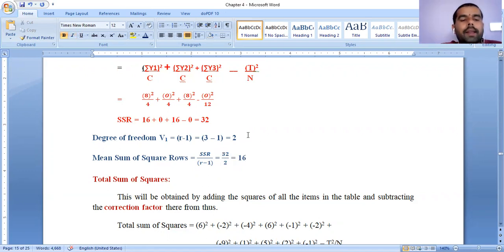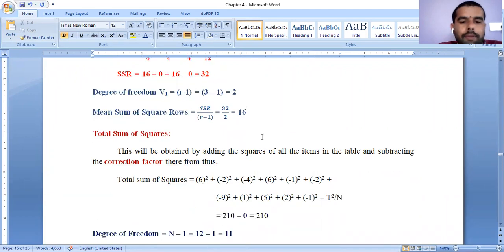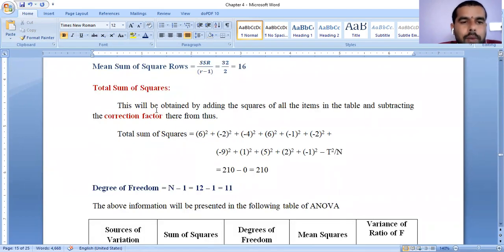Then finally, the total sum of squares. After completing this, don't focus on the residual or error value yet. To get the residual or error value, a separate principle is there. After getting the total sum of squares, the total SST value, only then will you get the residual or error value. The total sum of squares will be obtained by adding the squares of all the items in the table and subtracting the correction factor therefrom. Thus, the total sum of squares is, see, all individual values.